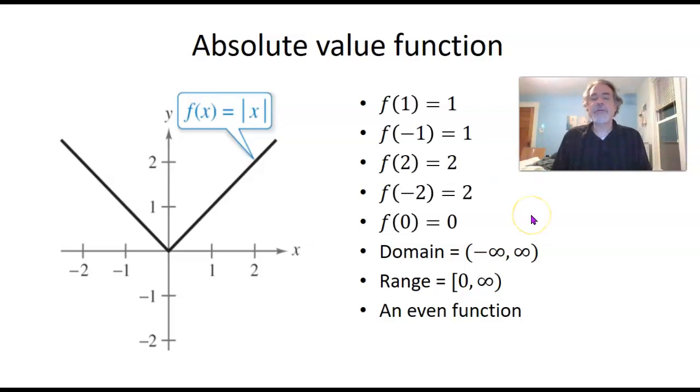And the absolute value function is an even function. Remember, an even function is one where if you plug in a negative number, you get the same value as when you plug in the positive of that number. So the graph has this symmetry. It's symmetric with respect to the y-axis, just like even functions are.